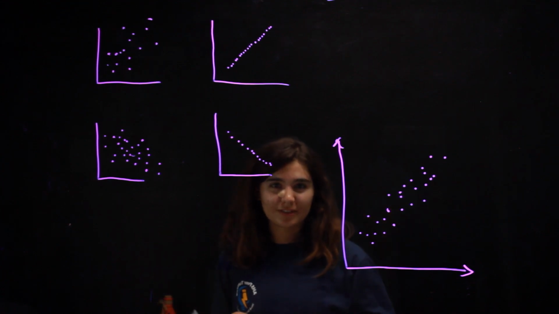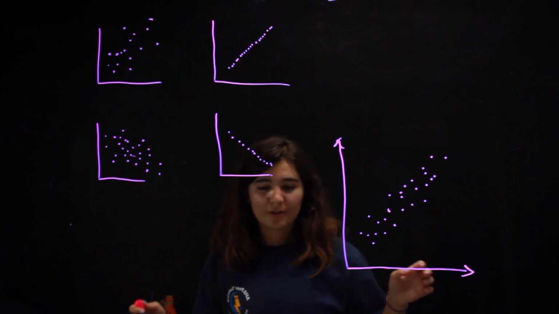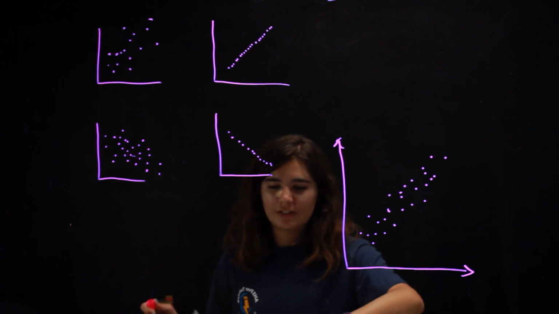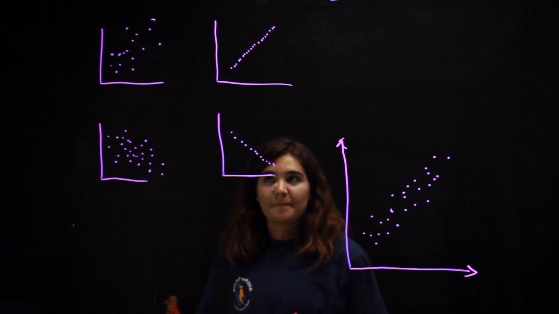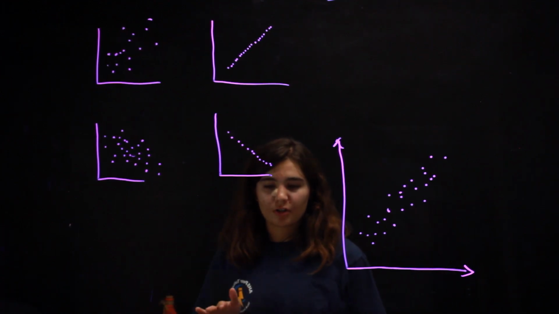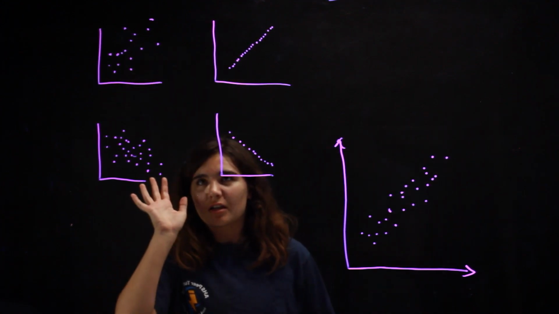Hello. So, this is correlation coefficients. We learned about scatter plots in the last video and lines of best fit. What we have now are called correlation coefficients. Look at these four graphs.